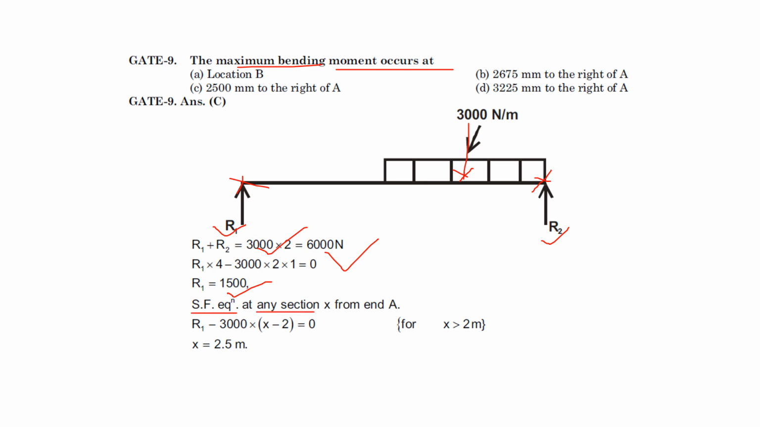Once you get R1 and R2, write the shear force equation at any section at distance X from the end point. Let's say this is A, so at any distance X you just write the shear force. So this will be the equation. For maximum bending moment, shear force would be 0, and that will give the location.